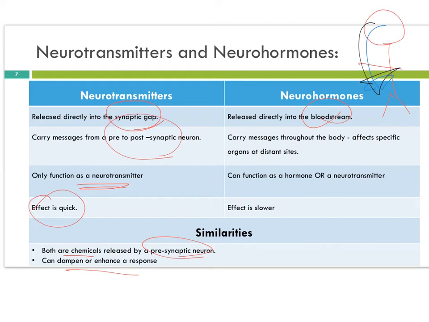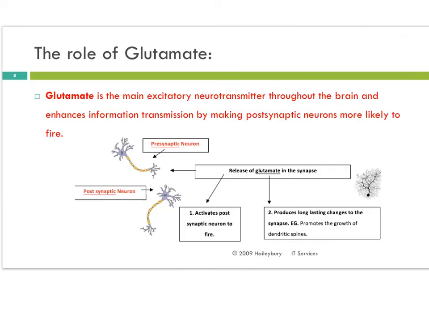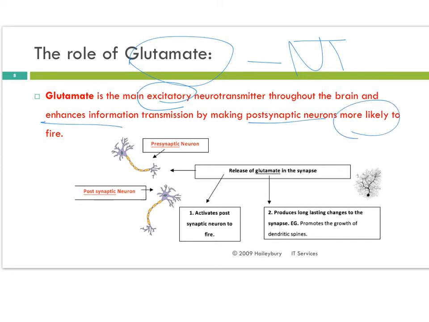Now, the difference again between neurotransmitters and neurohormones is that neurohormones can function as a neurotransmitter or a hormone. Okay, so they can actually have an effect in the body or in the brain. We are going to look at the role of glutamate as our neurotransmitter for learning. Now, we know that glutamate is an exciter or a neurotransmitter, so it continues the message at the postsynaptic neuron. What it does is enhance information by making the postsynaptic neurons more likely to fire.